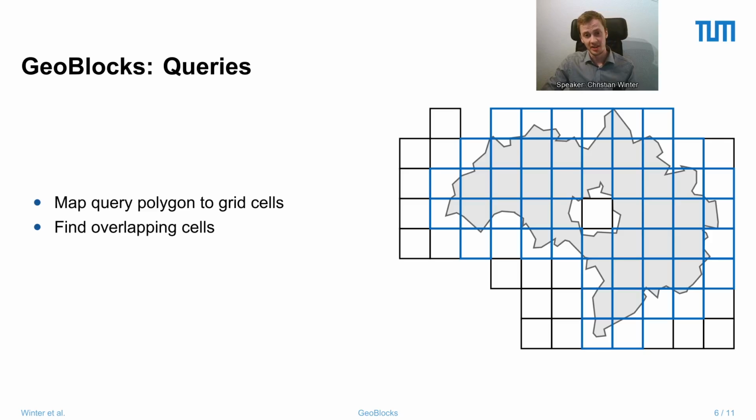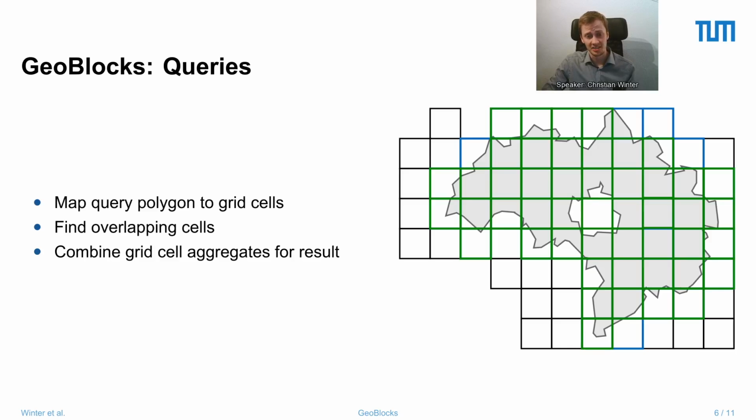So then we can check, do we need this grid cell for the query, and do we even have aggregates for this? So is there even data for this? If both holds true, we combine the grid cell with the others, which also fulfill this condition, to get the final query result.